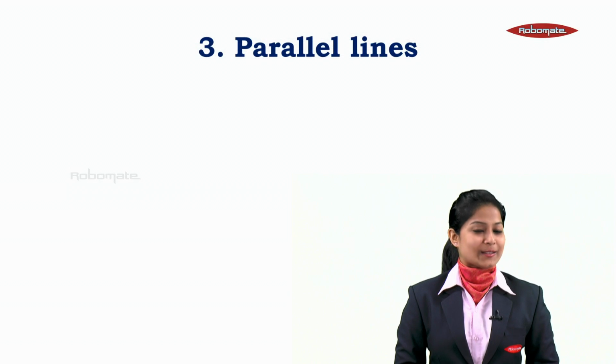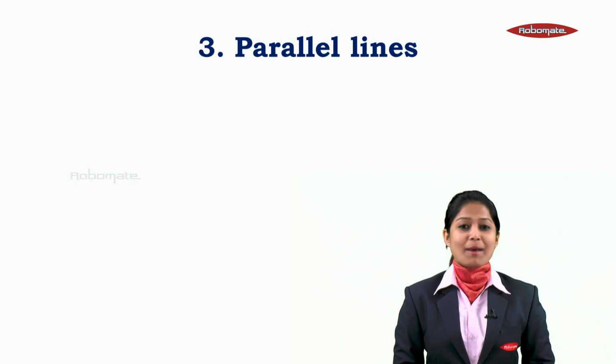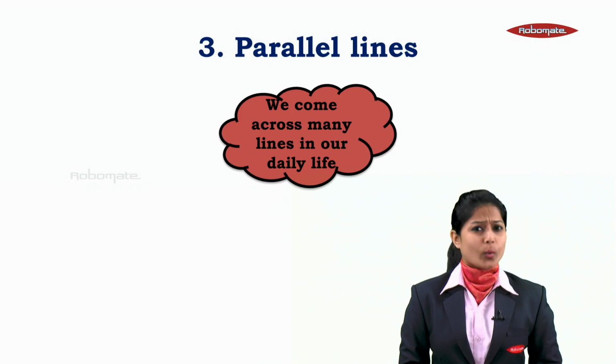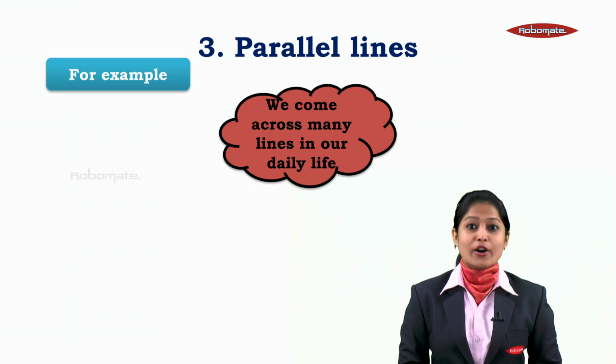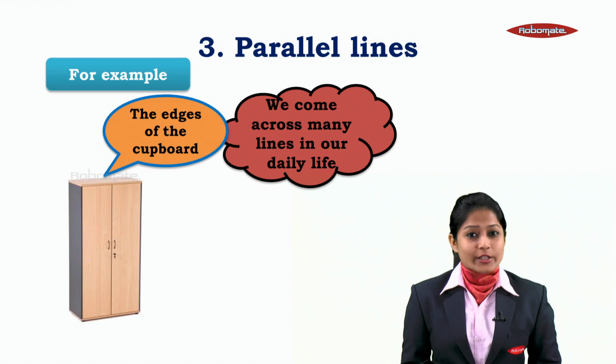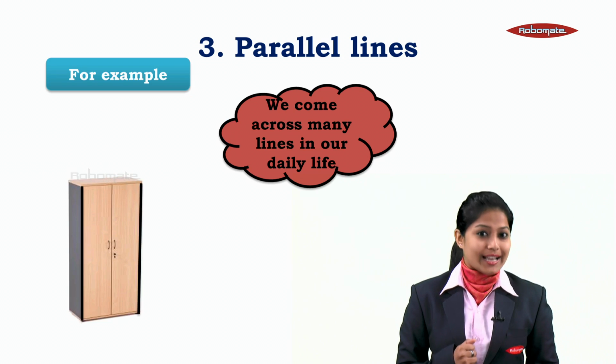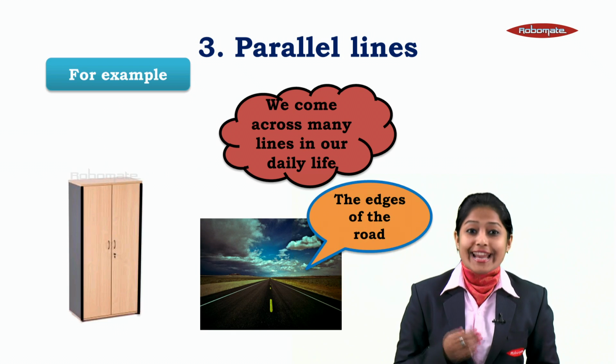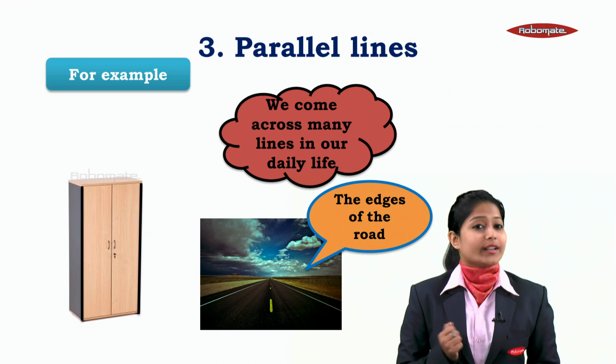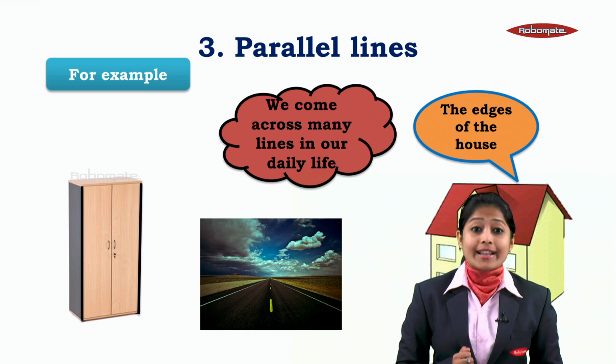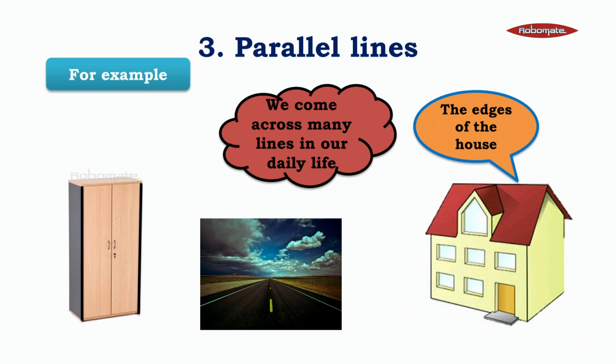Hello students, let us begin with chapter number 3, that is parallel lines. We come across many lines in our daily life. For example, the edges of the cupboard are straight lines. Then we have the edges of the road which are again straight lines. And we have the house which has straight lines as their edges.